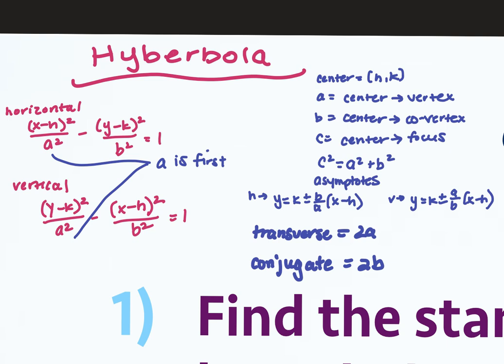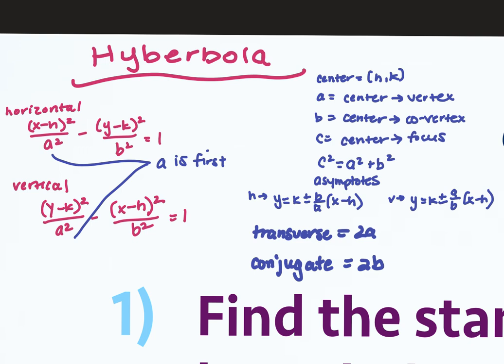So this is all you need to know for hyperbola. It is the horizontal. The horizontal is the (x minus h) squared over a squared minus (y minus k) squared over b squared equals 1. Notice your a is first. (Y minus k) squared over a squared minus (x minus h) squared over b squared equals 1 is your vertical. We're going to do this on a review note too, so you can take a picture of it now, but you're also going to rewrite that later.